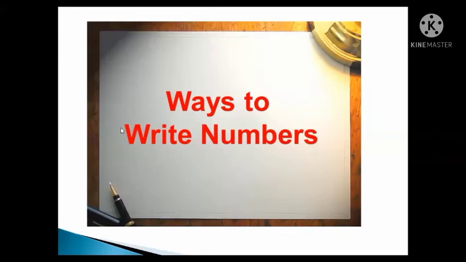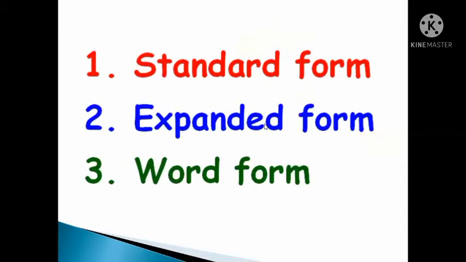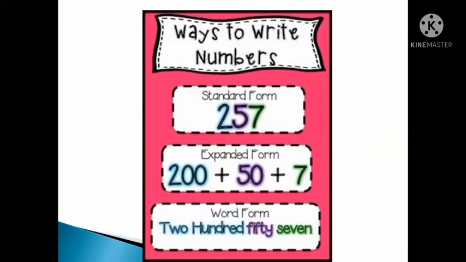Yes, let us learn how to write numbers. What are the ways to write numbers? We can write numbers in three forms: standard form, expanded form, and word form. Standard form means the number is written in numeral form. See, 257 is standard form. When we write in expanded form, each and every digit is written in the form of place value. So 2 is in the hundreds place, 200.